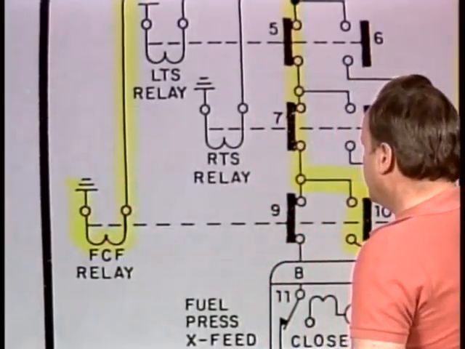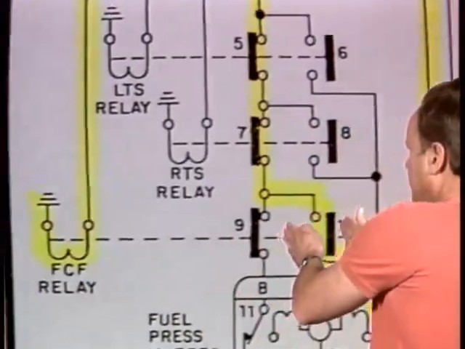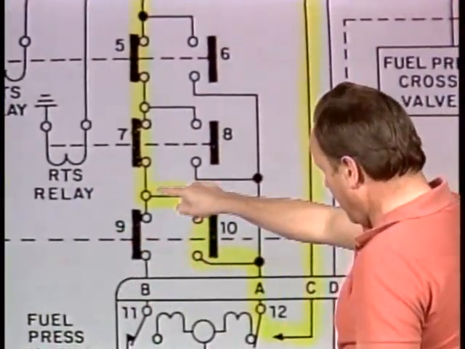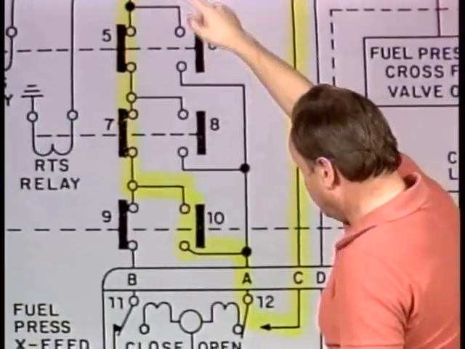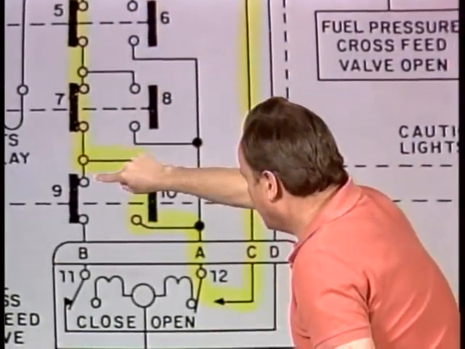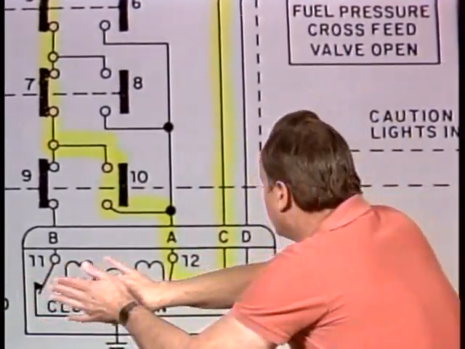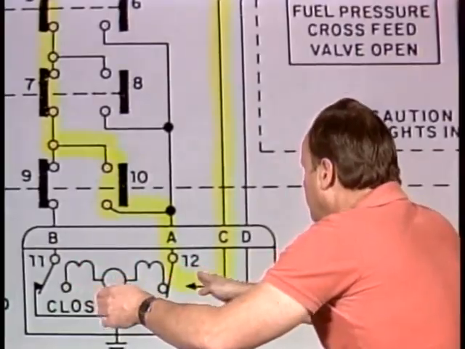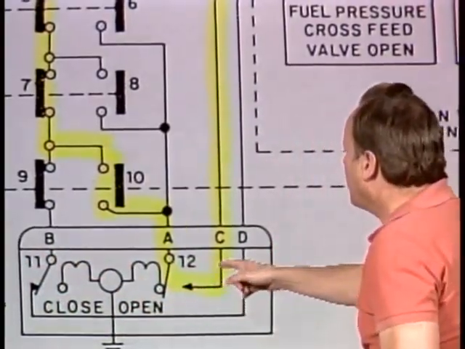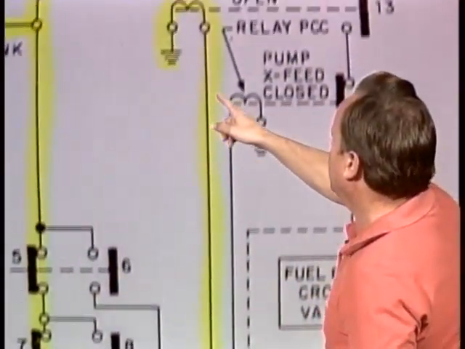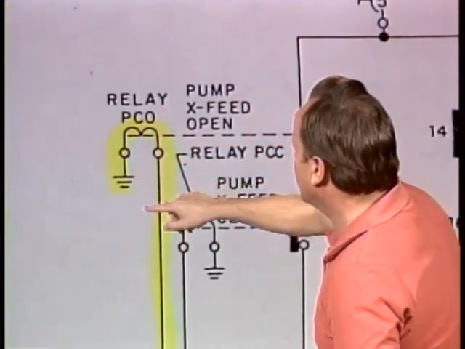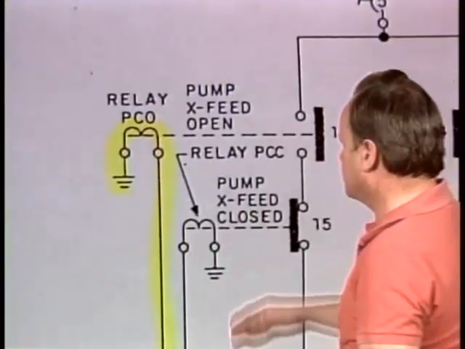Now what happens when the FCF relay operates is that these switches move over, and you have an open on 9 and a closed on 10. So power is coming straight down from the top, going through 10, going through A, and now this solenoid will activate, switch 12 will close, switch 11 will open, and power will go up here, and we'll get to the PCO relay, and the PCO relay will operate switch 13.